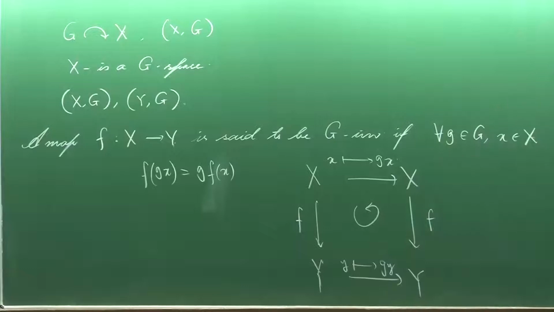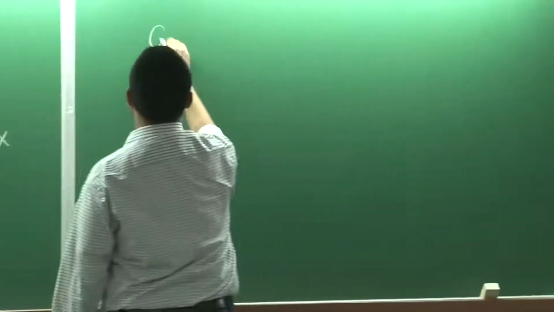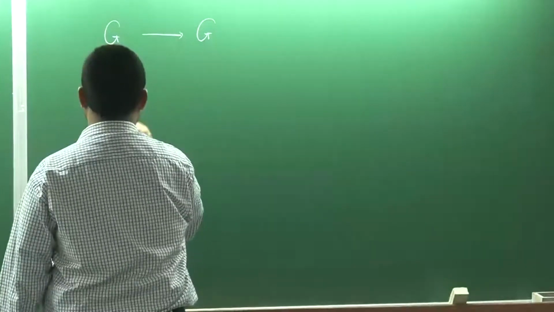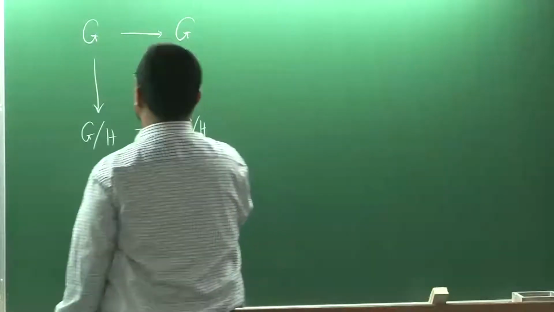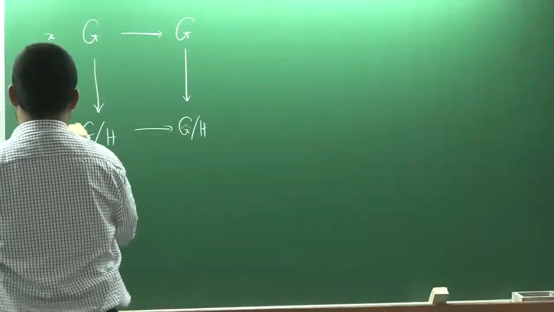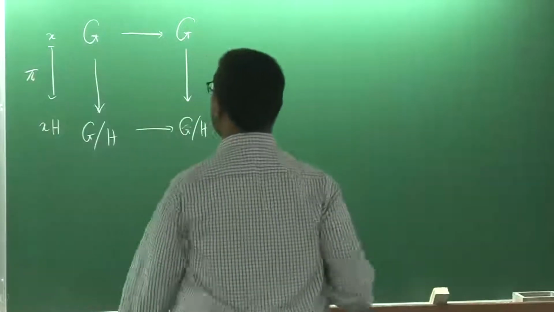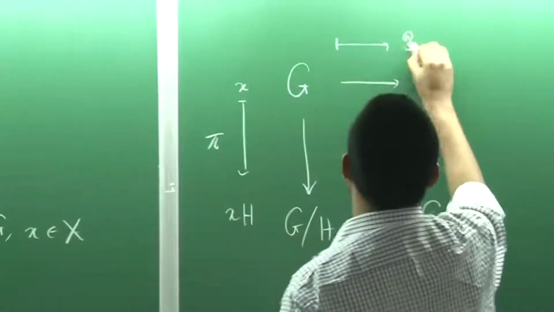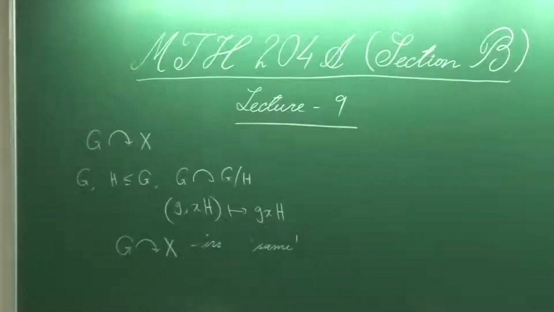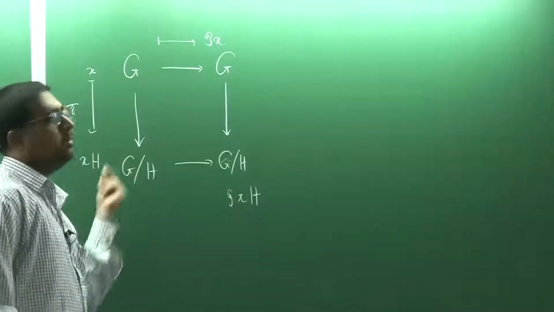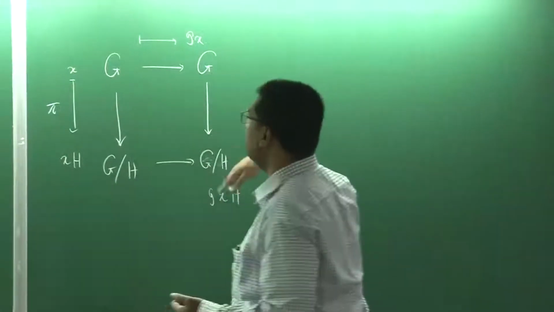Let me give you a quick example of a G invariant map which is important in our context. Let G be a group, and consider the map from G to G modulo H, the set of all left cosets of H in G, sending each x to its coset. Both the vertical maps are the same. This quotient map is G invariant, which is obvious from the definition. Each g sends x to gx, and the quotient map sends that to gxH, which is exactly where you reach if you let the group element g act on xH. So this is an example of a G invariant map between two G spaces.